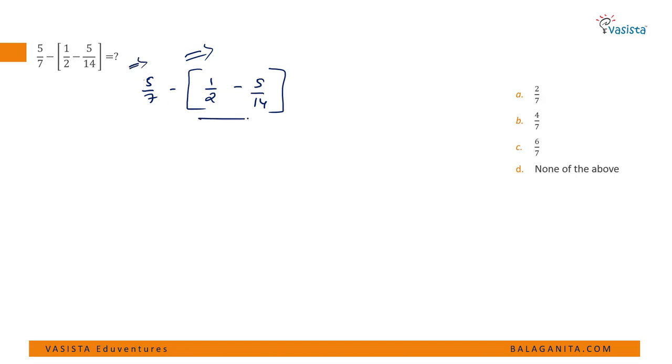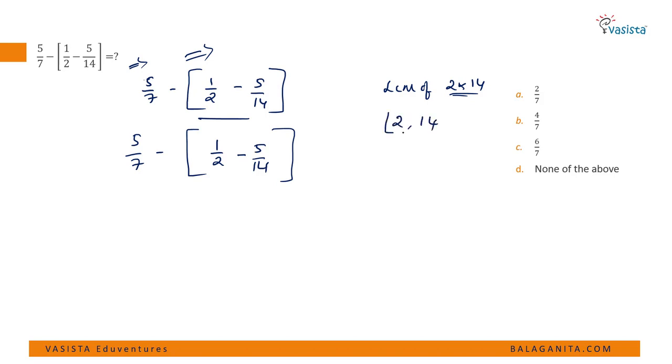This is what they have given, 1 by 2 minus 5 by 14. So take the LCM. Take the LCM for 2 and 14. The LCM of 2 and 14, right? Both 2 and 14 are multiples of 2. So start with this.